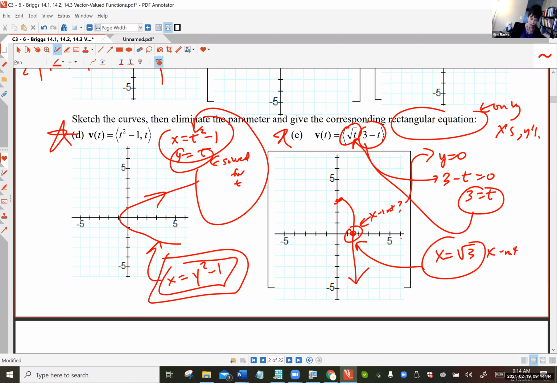Now, how do we get the rectangular equation? Once again, the way I start is I write down my two parametric equations, x equals and y equals, and then I ask, which one of those looks like it might be easiest to solve for t?